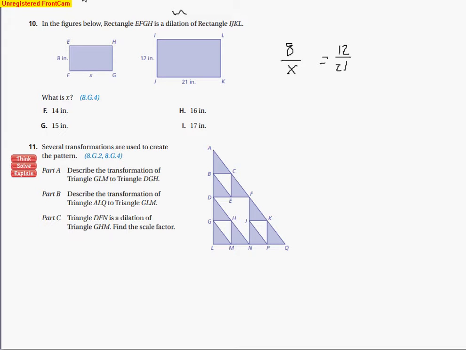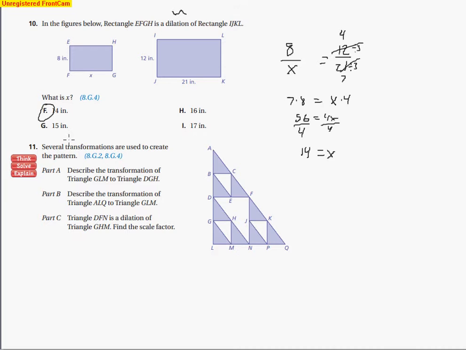So I'm going to go ahead and reduce the fraction first. I'm going to take out a common factor, take out a 3, and that makes this 4, and take out a 3, and that makes this 7. Then I cross multiply, 7 times 8, and then equals X times 4. So I end up with 56 equals 4X. When I divide by the 4, I end up getting 14 as the value of X. Let's see if we can find it. Right there, F is the answer.